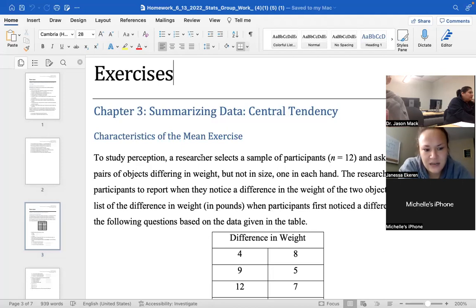Wait, 13, hold on. 96 plus 10, divided by 13. Wait, hold on, I did it wrong. It's 8.15. 96 plus 10 divided by 13 is 8.15. So it would increase. Wouldn't it increase by 0.5? Or it would increase, because it was originally 8, so it would increase by 0.15, yeah. Point 15.